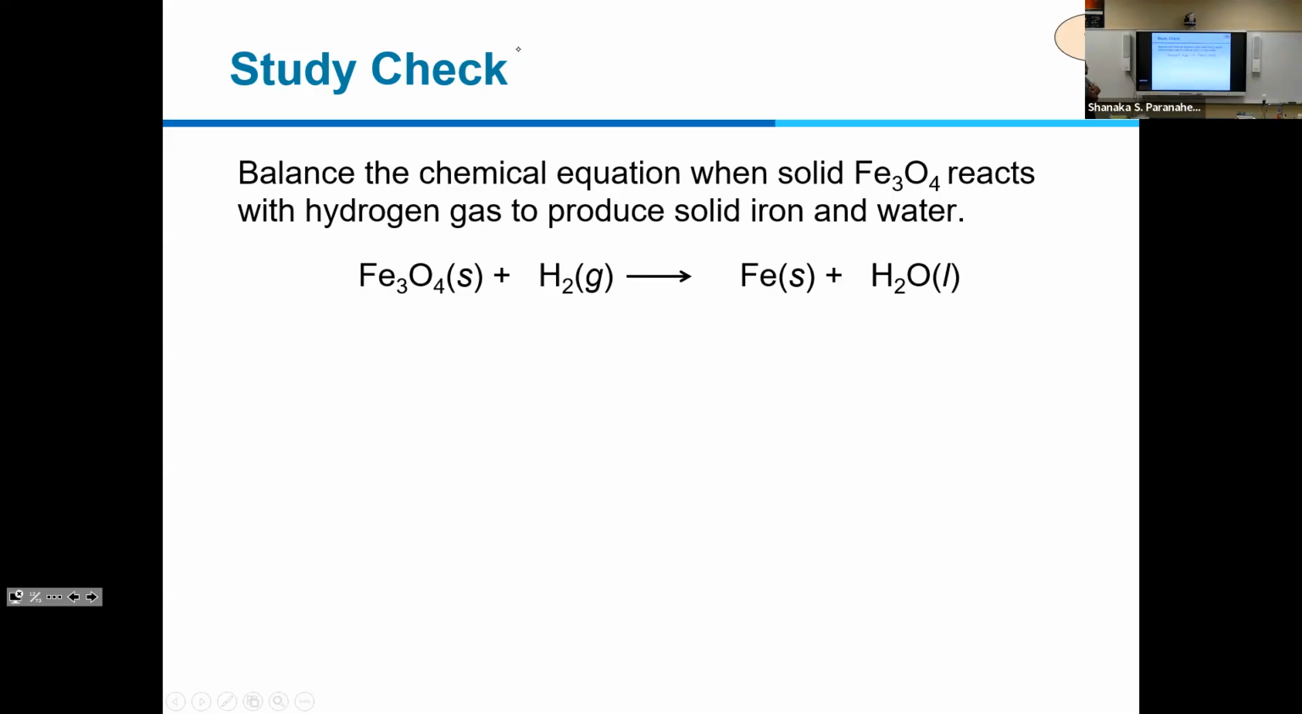So balance the chemical equation when solid Fe3O4 reacts with hydrogen gas. So hydrogen gas is a diatomic molecule. It's a molecule like this. That's the second reaction. And then it produces solid iron. Solid iron gives the pure iron and water. So water has this formula. So now I'll give you a minute to balance this reaction.